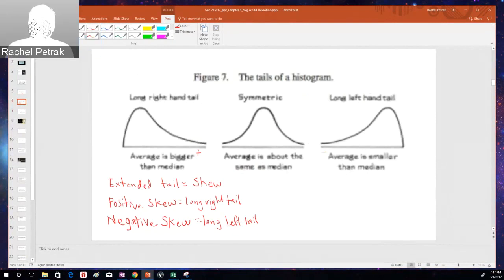And please turn off your audio when you're not talking, because we can all hear the background noise. Thanks. So it's always shocking to me how sensitive these microphones are.